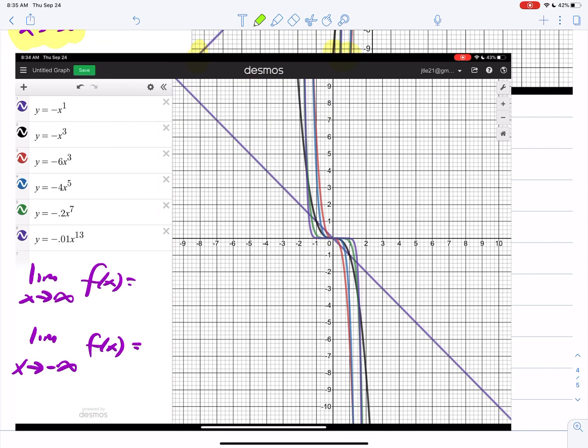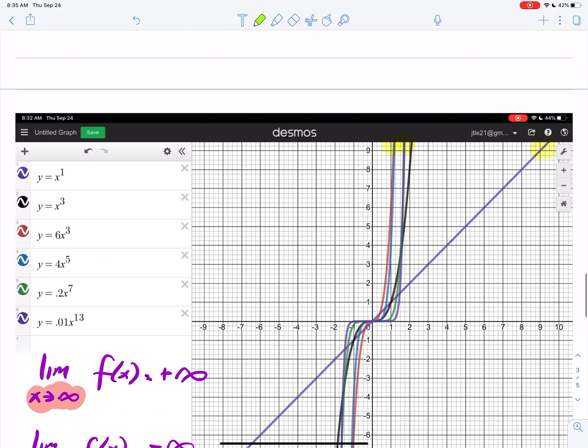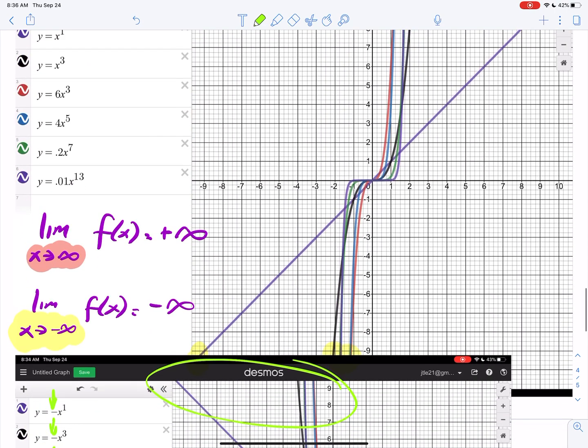Okay, if you go to the far right, you notice that they all go downwards, so that's negative infinity. And if you go to the far left, notice that they all go far up, positive infinity. And it makes sense because remember what this negative does to a graph when you're dealing with transformations, right? A negative makes it flip. Okay.